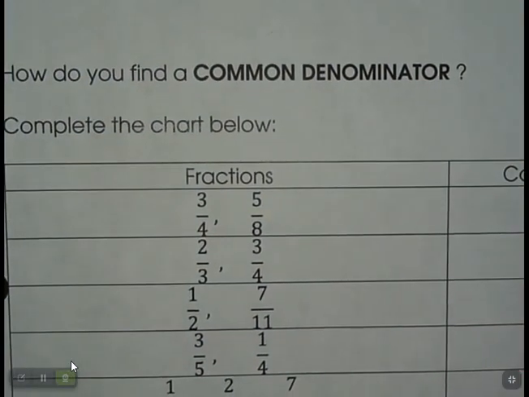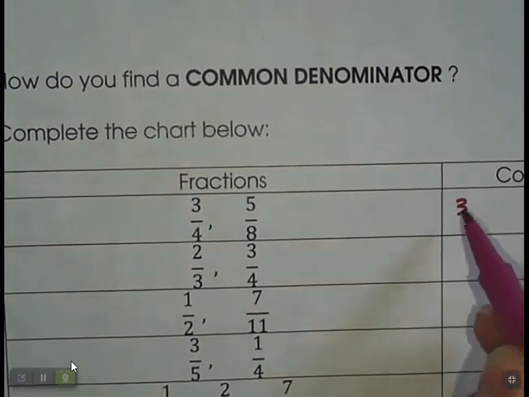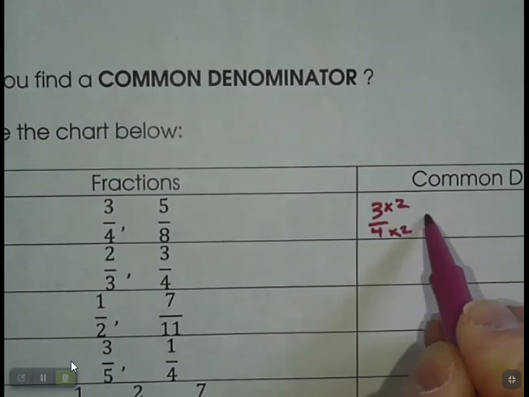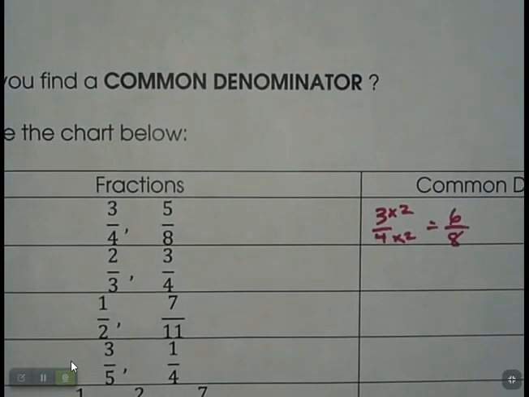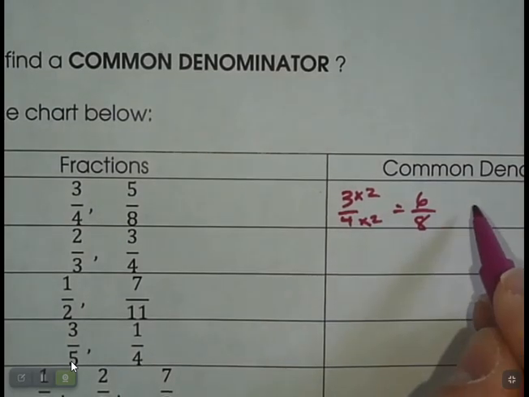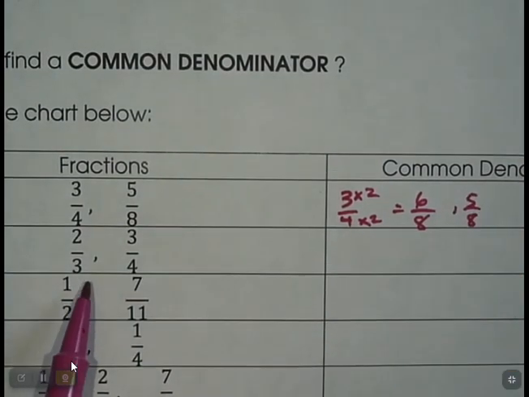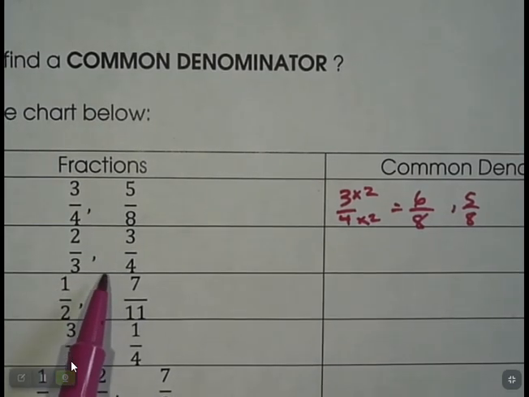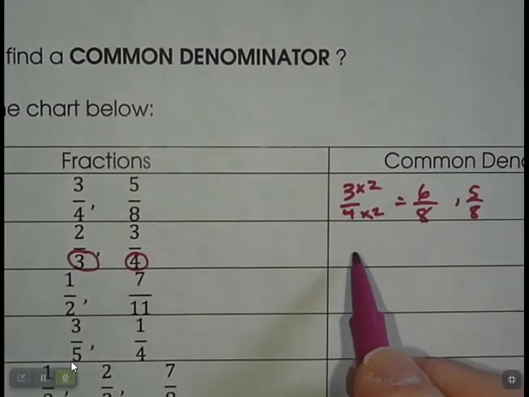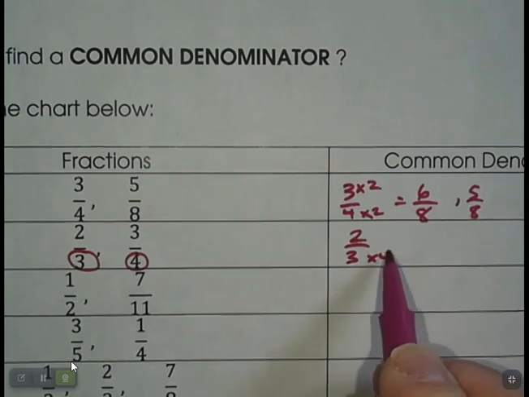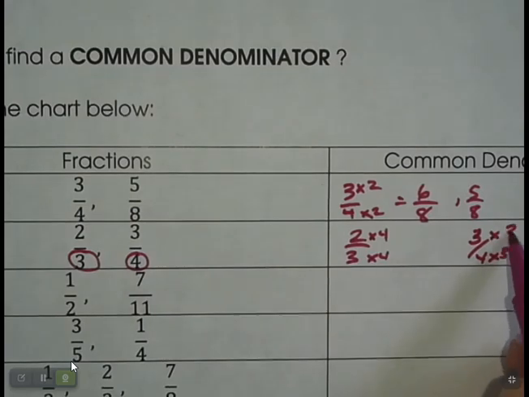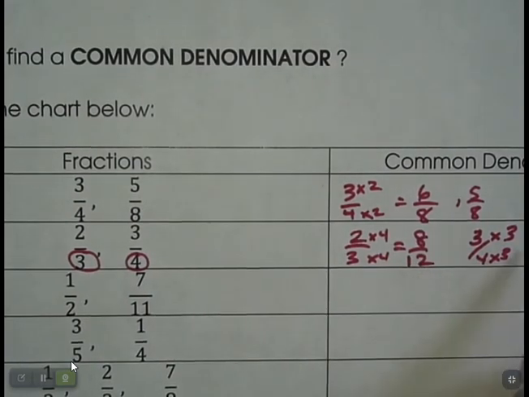So if I'm looking at 3/4, I can multiply the top and bottom by 2. And then the denominator is the same. So my common denominator would be 8, because the other fraction is 5/8. So we're looking at what's the common multiple that we can get. So if I'm looking at 3 and 4, I may have to multiply by 4 here, and I may have to multiply this one by 3 so that the denominators are the same.